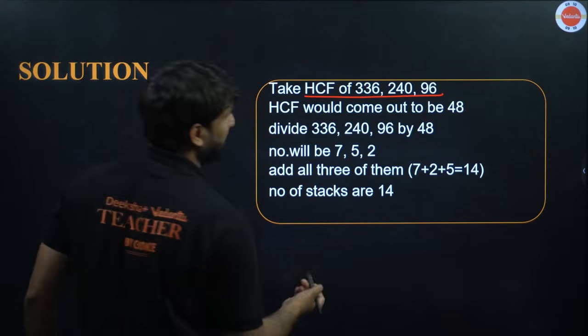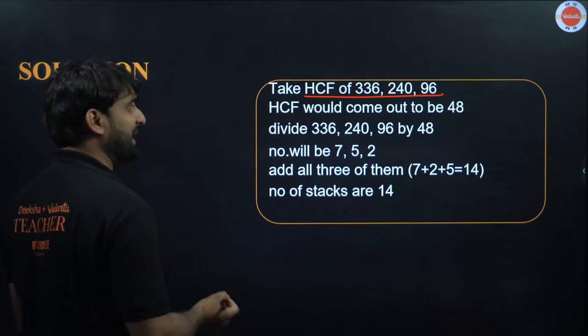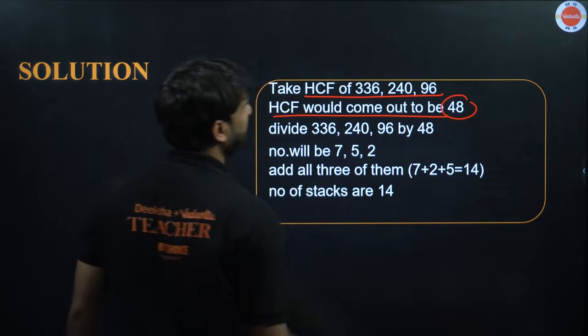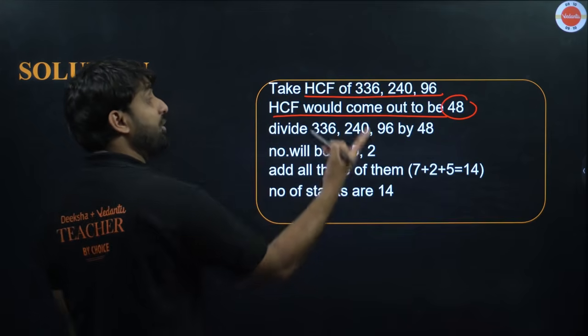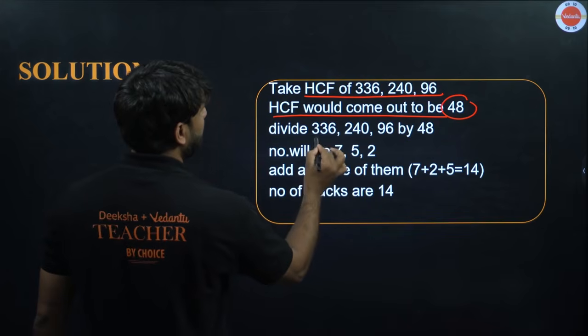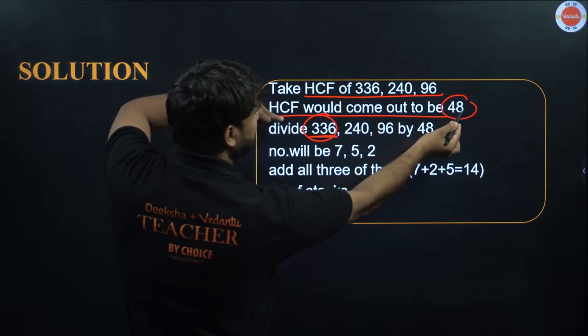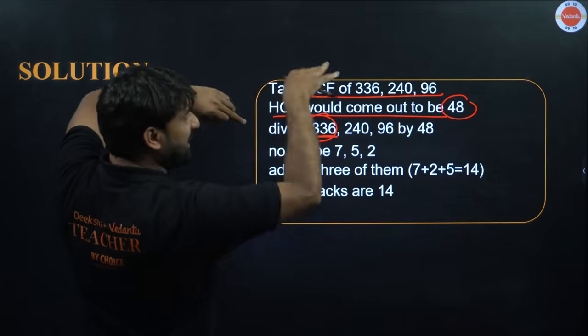So again, by taking the prime factorization, the HCF comes out to be 48. You can find out the HCF. So HCF will be 48. Now if you divide the number of books by 48, because 48 is the height of the stack, the number of stacks will be this.